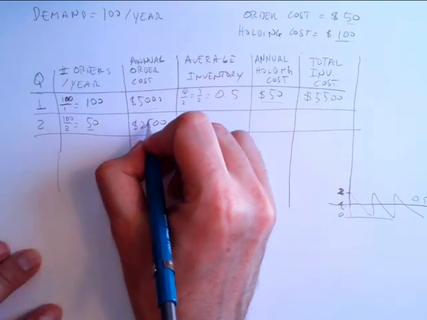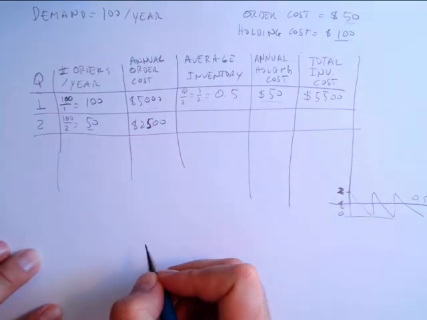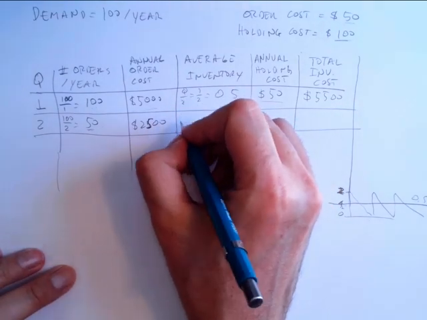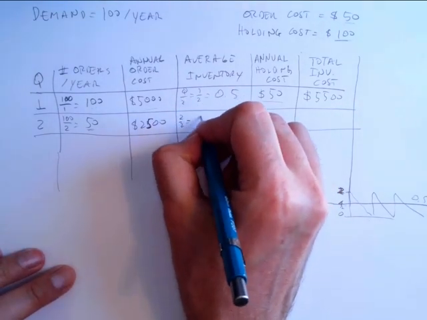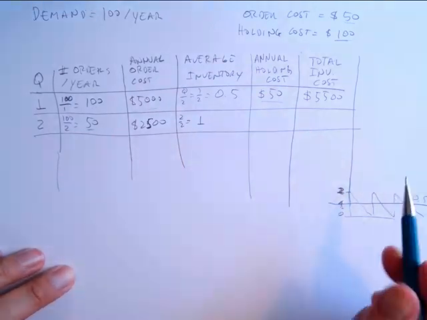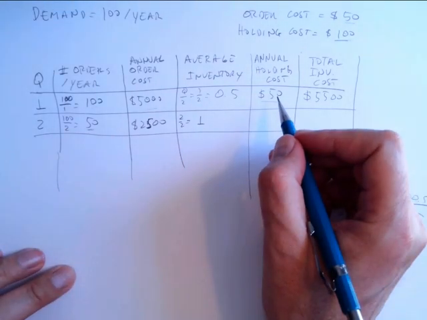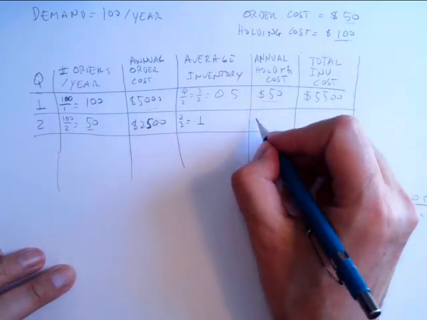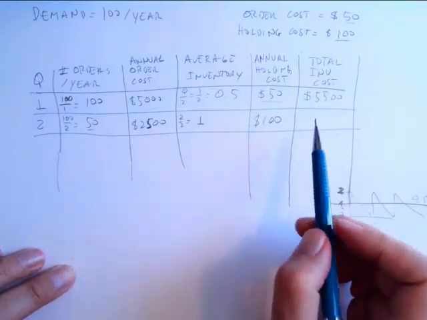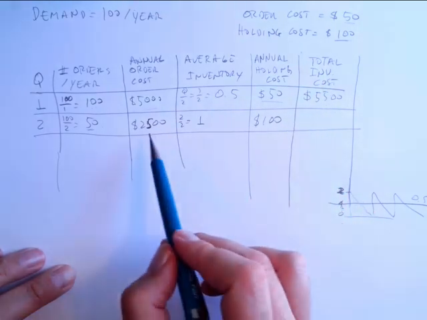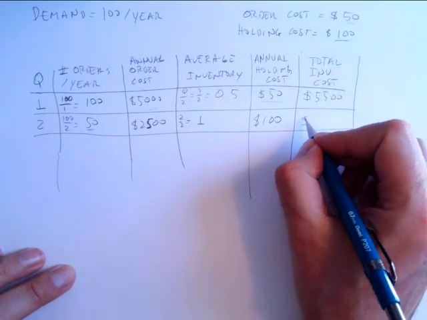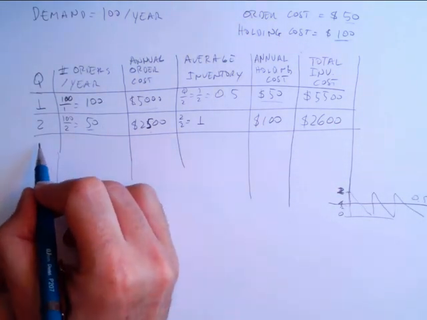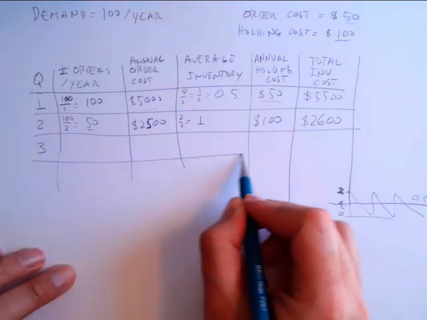Oh, my 5 doesn't look good. Okay, now it's better. And what is my average inventory? So again, Q divided by 2. So 2 divided by 2 equals 1. So 1 item on average. And my annual holding cost will be 1 times 100, so it'll be $100. Total inventory cost, I sum this and plus this, is going to be $2,600. Okay?